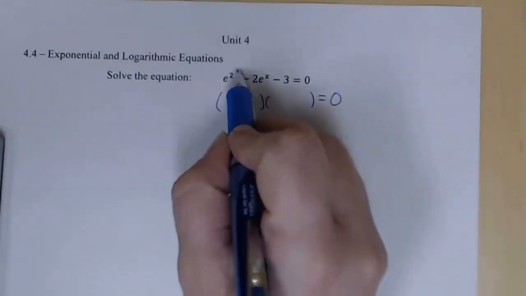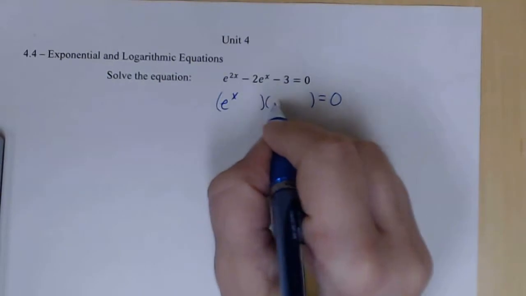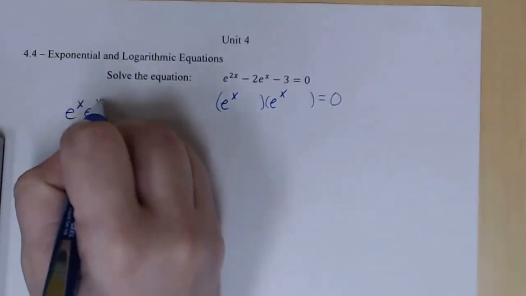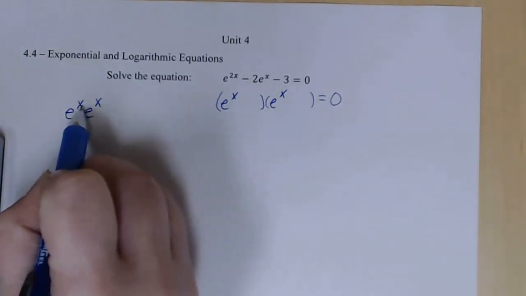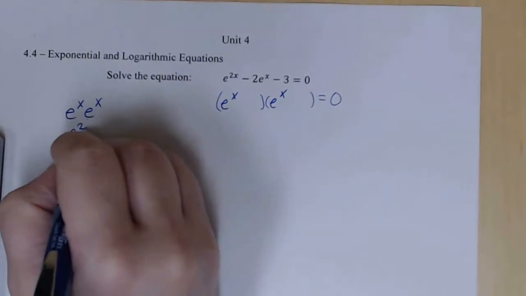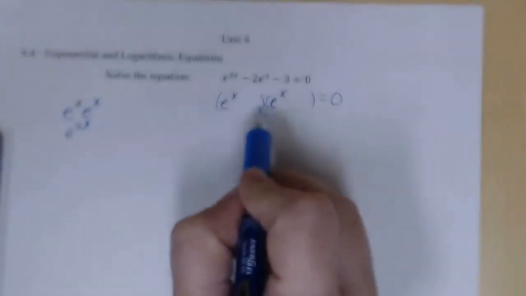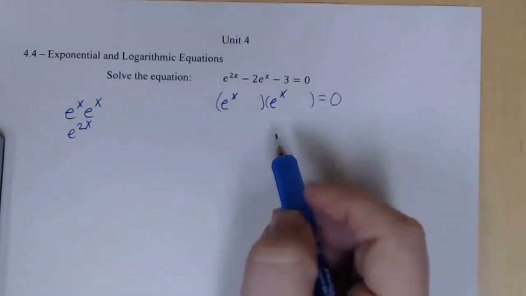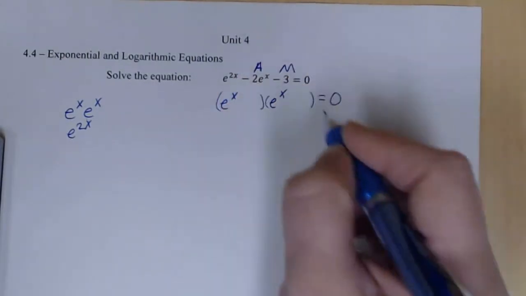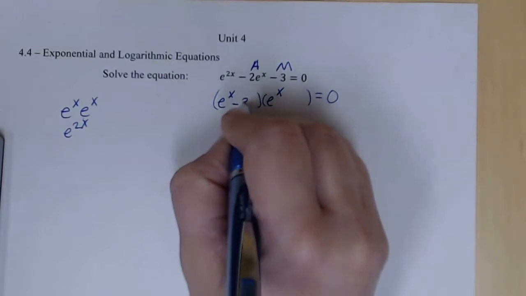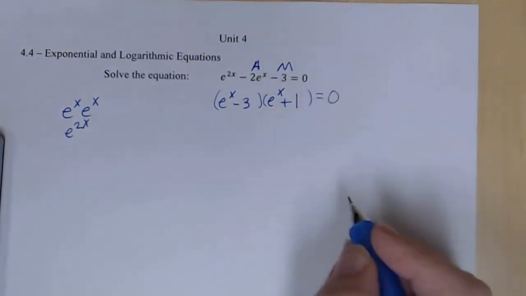What would multiply to give me e to the 2x? That would be e to the x times e to the x. Because notice, e to the x times e to the x, whenever the bases are the same and you're multiplying, you add these exponents. So x plus x gives you a 2x. So that's what would multiply to give me e to the 2x. I think what would multiply to give me negative 3 and add to give me negative 2 would be a negative 3 and a positive 1.